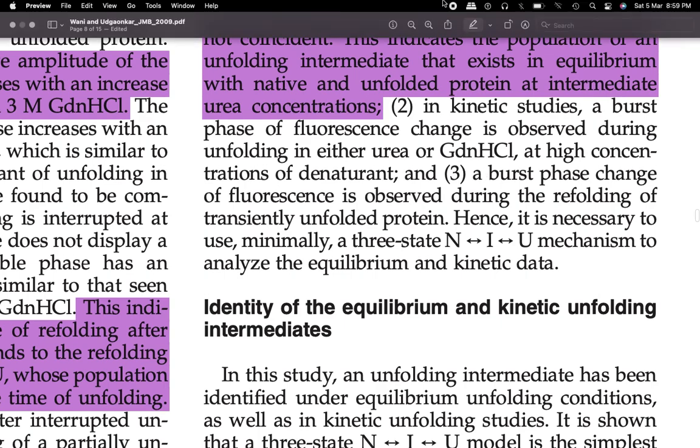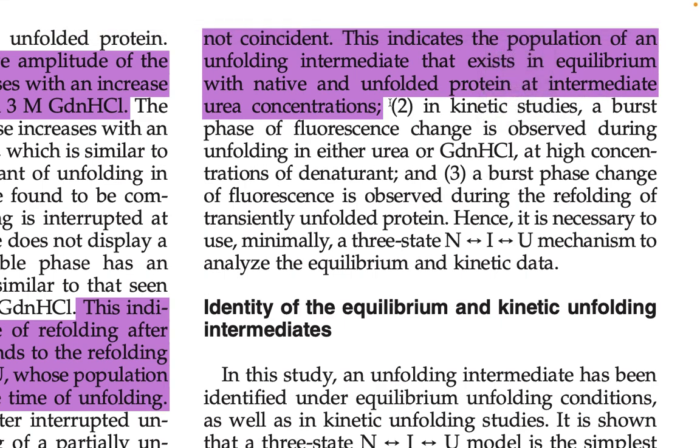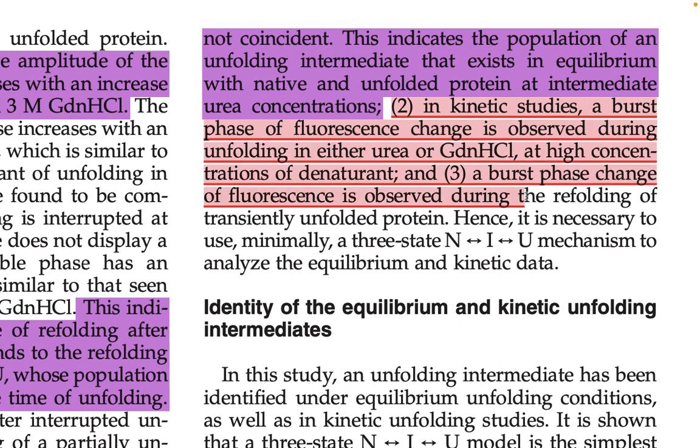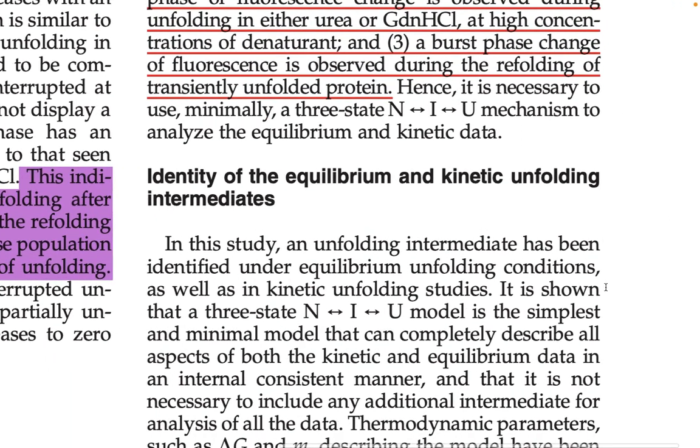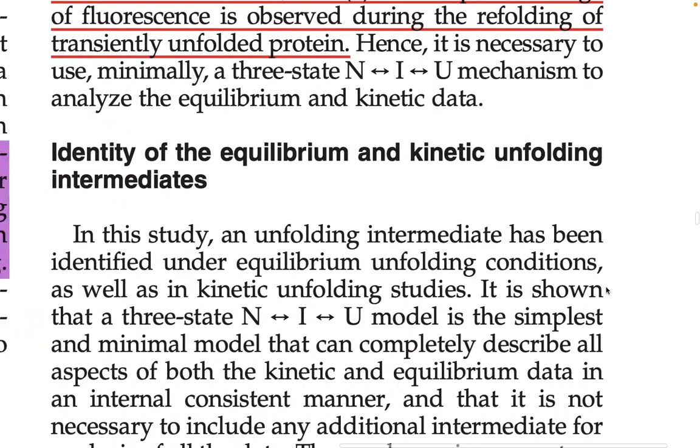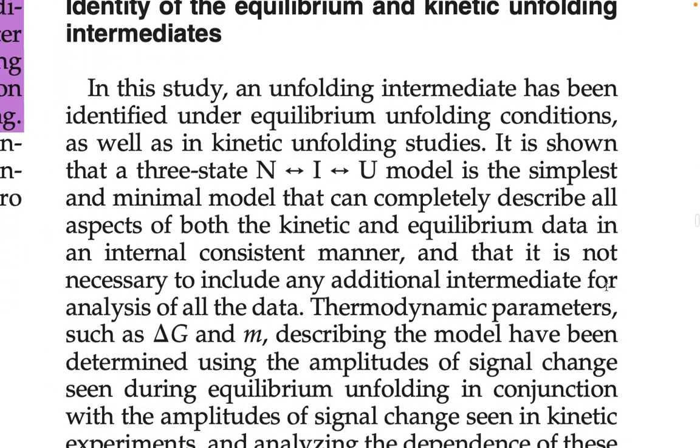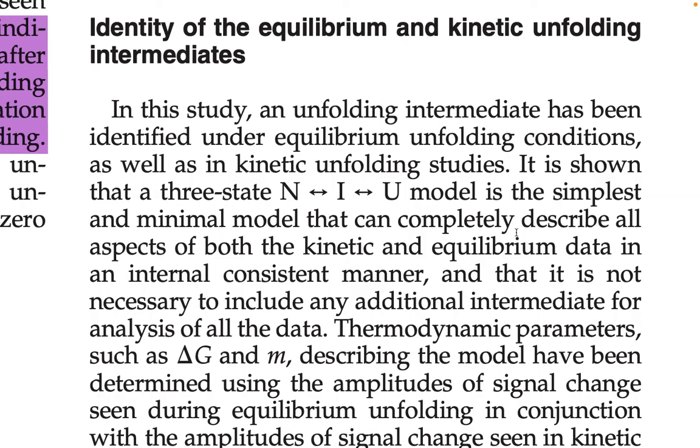And third, a burst phase change of fluorescence is observed during the refolding of transiently unfolded protein. Hence, it is necessary to use minimally a 3-state N to I to U mechanism to analyze the equilibrium and kinetic data. Now, identify the equilibrium and kinetic unfolding intermediates in this study.